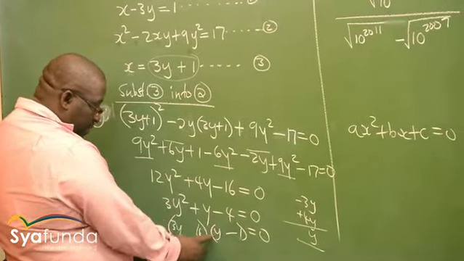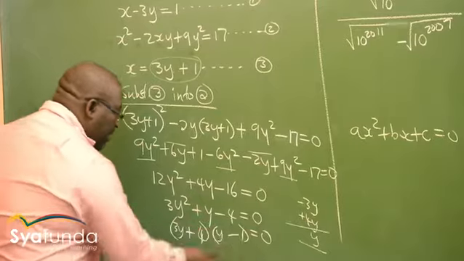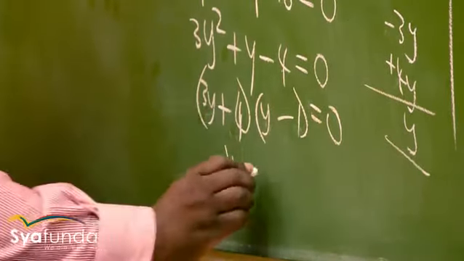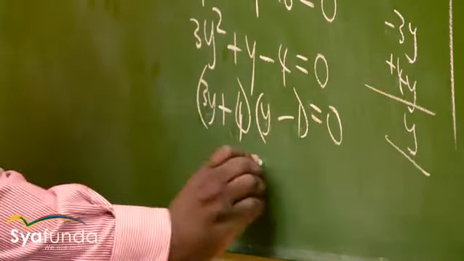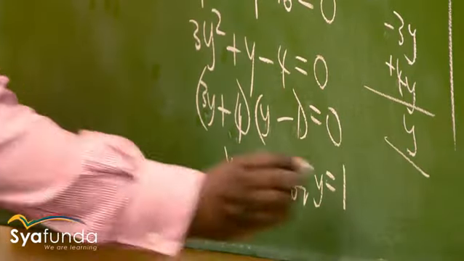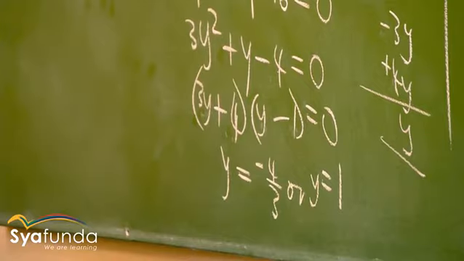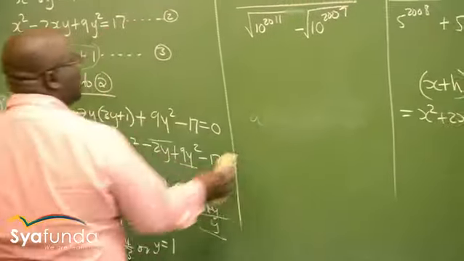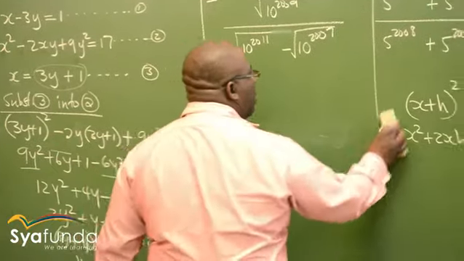Then you write our solution. If we multiply 2 numbers and they give us 0, then the solution would be y equals to, take this 4 to that side, it will be negative, divided by 3. So it's negative 4 over 3, or y is equals to 1. So these are the 2 values of y if we solve them simultaneously. So how are we going to find our x? Let me just continue from here.